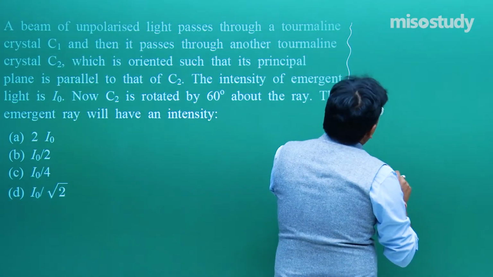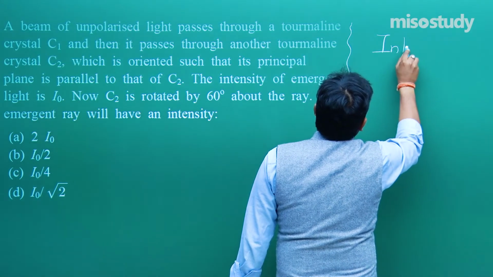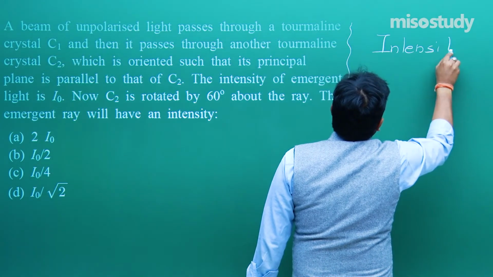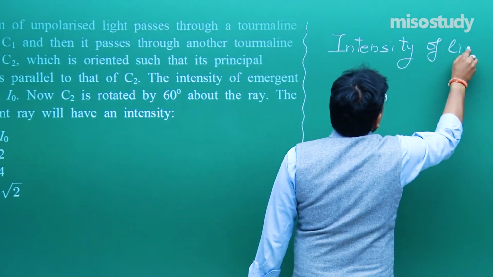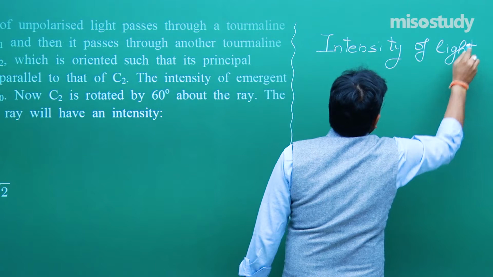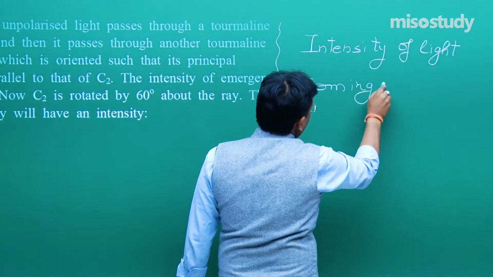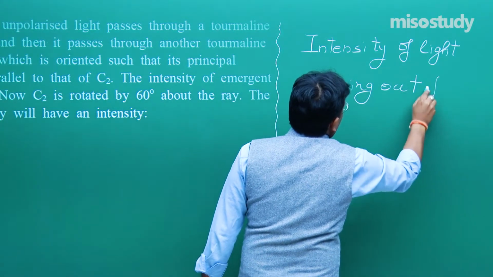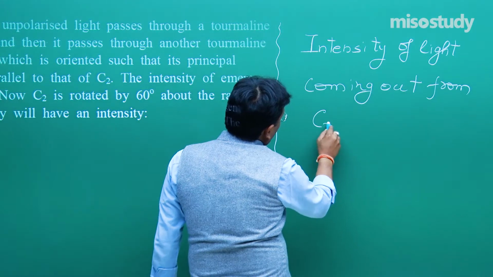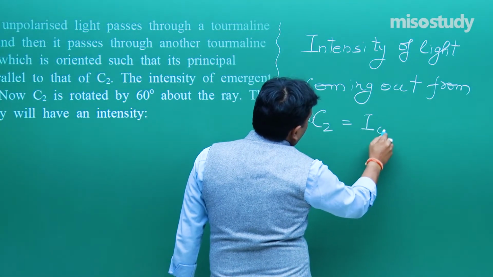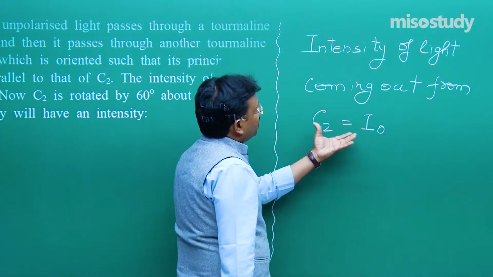So, intensity of light coming out from C2 is equal to, let us say, I naught. It is given in the question also, and we are trying to mention it in this fashion.